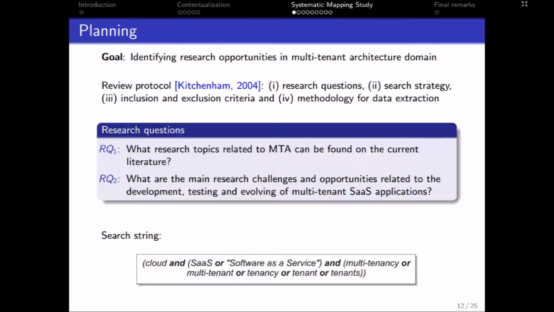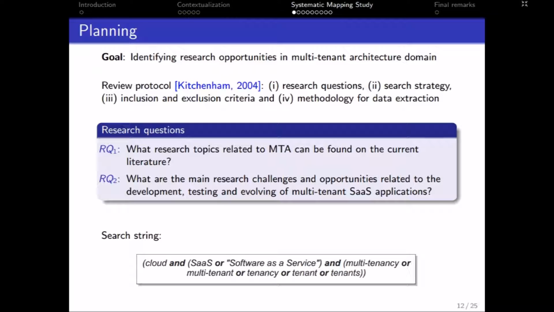In the planning phase, a review protocol was defined containing research questions, search strategy, inclusion and exclusion criteria, and methodology for data extraction. Two research questions were defined. First question: what research topics related to multi-tenant architecture can be found in the current literature? Second question: what are the main research challenges and opportunities related to the development, testing, and evolving of multi-tenant SaaS applications? Search string and the electronic databases were also defined.